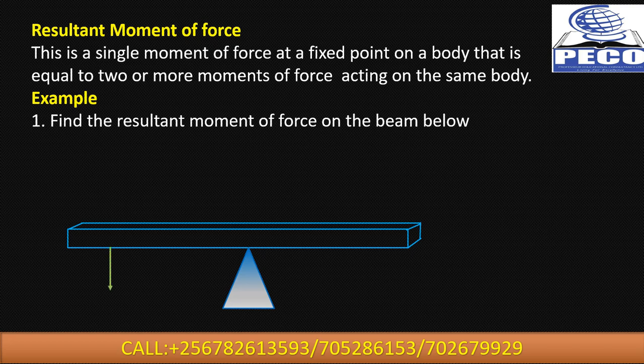And then we have a downward force of 12 newtons, which is a distance of 3 meters from the turning point. We have another force on the other side, which is 4.5 newtons and a distance of 5 meters from the turning point. And that is the turning point.